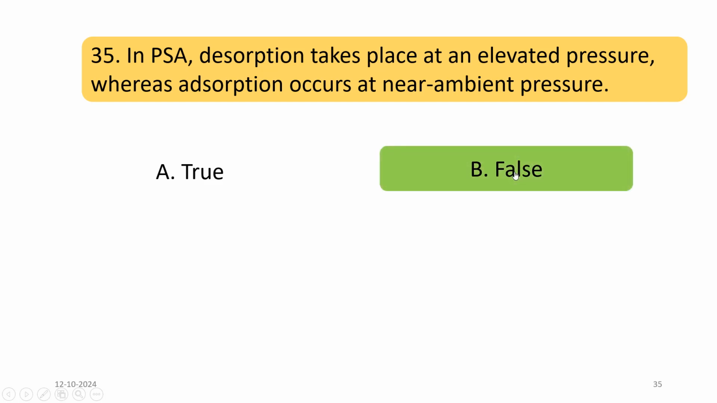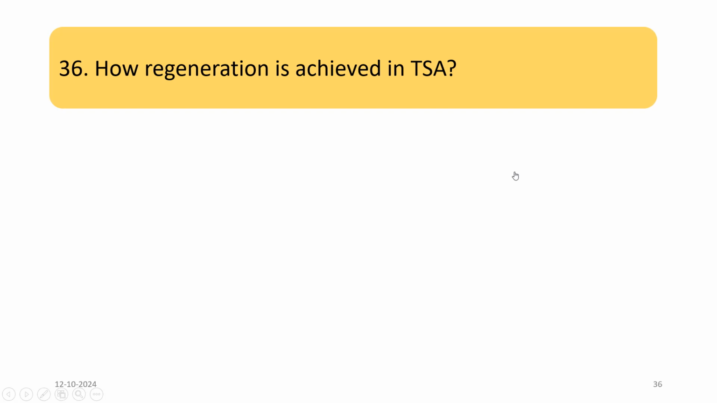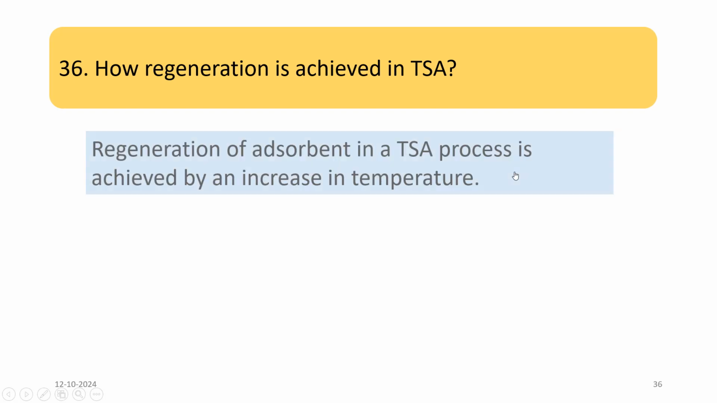How is regeneration achieved in TSA? Regeneration of adsorbent in a TSA process is achieved by an increase in temperature. So, when you increase the temperature, the adsorbate will detach from the adsorbent.